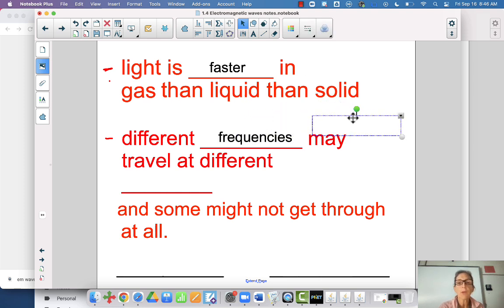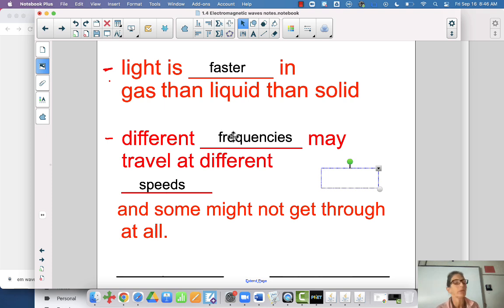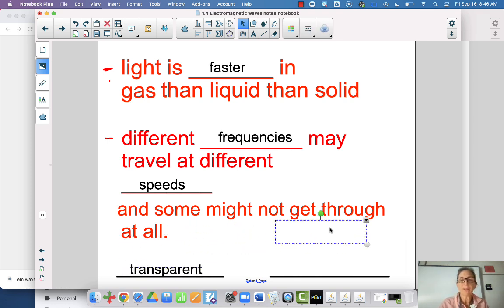Different frequencies of light might travel at different speeds. And this is because of the interactions with those molecules. It turns out that different frequencies have different amounts of interactions. Some frequencies don't interact at all, some interact a lot, and some might not get through at all. When a material lets all the light through, we call it transparent, and when a material does not let light through, we call it opaque.